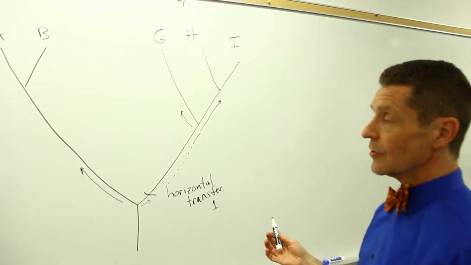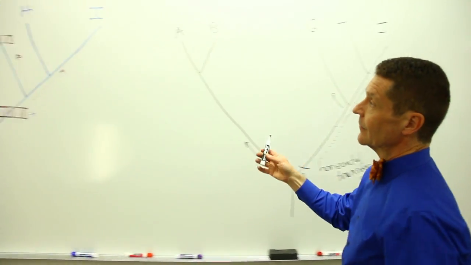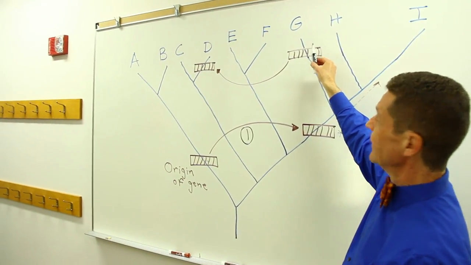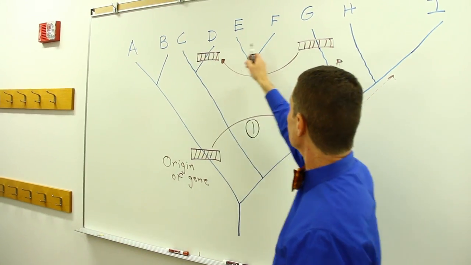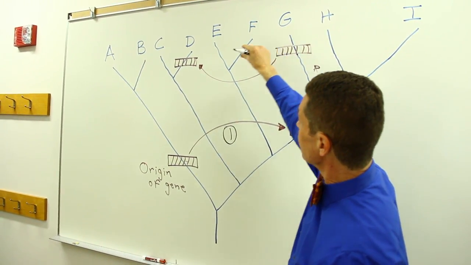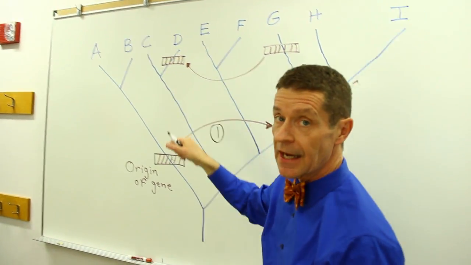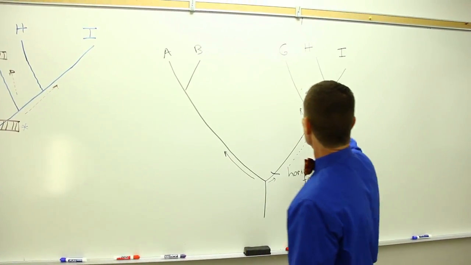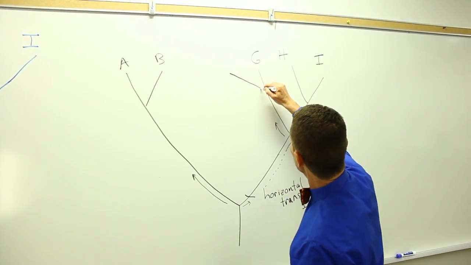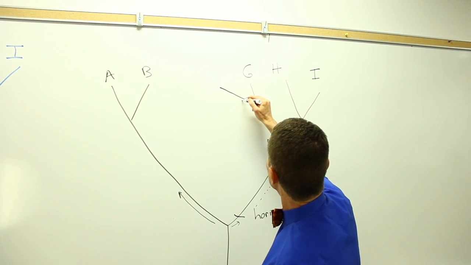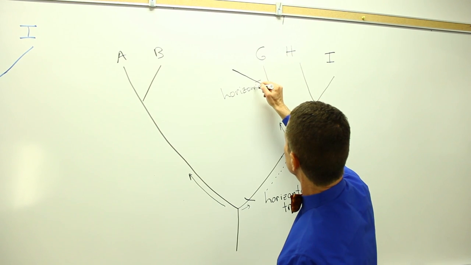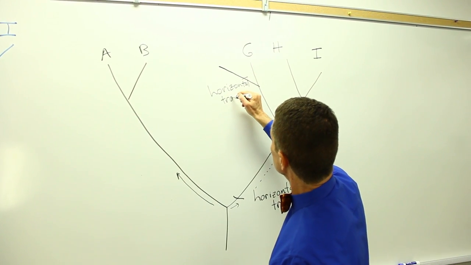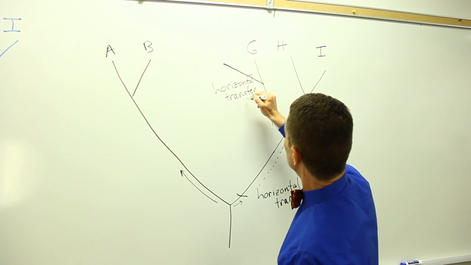But one more transfer happens. This same G line version moves over to D. But look how recent that is. This is a very small segment of time for them to diverge. So that second transfer is shown here. Horizontal transfer 2.